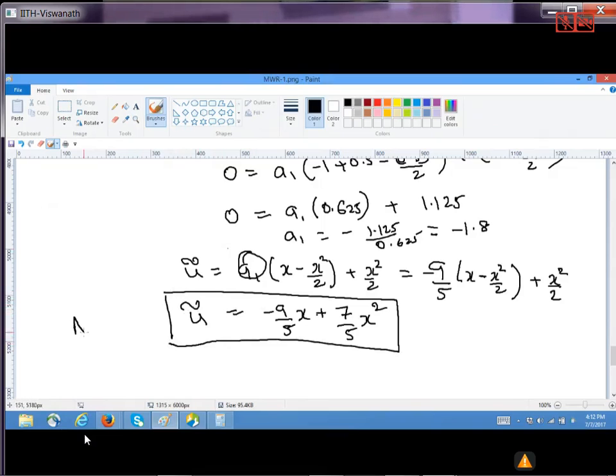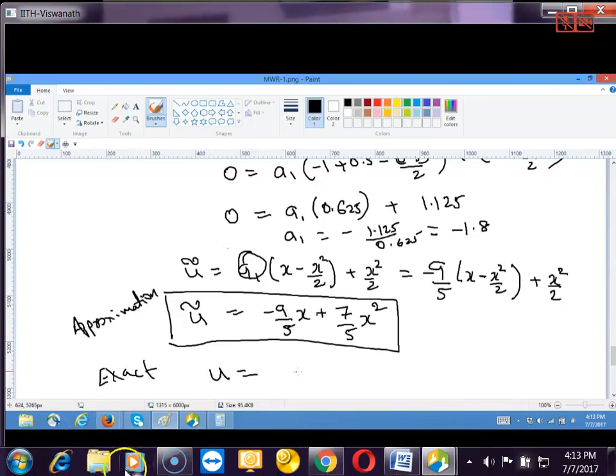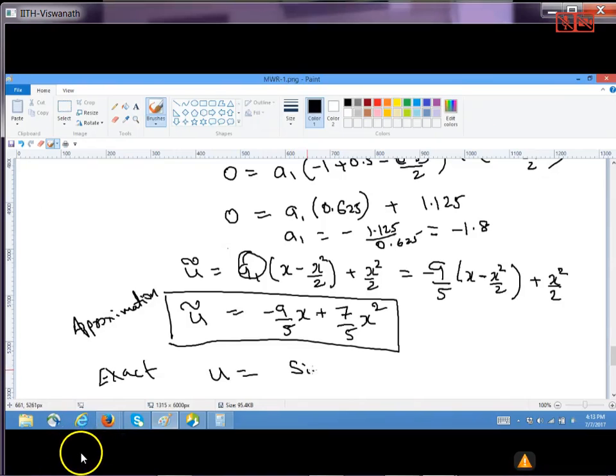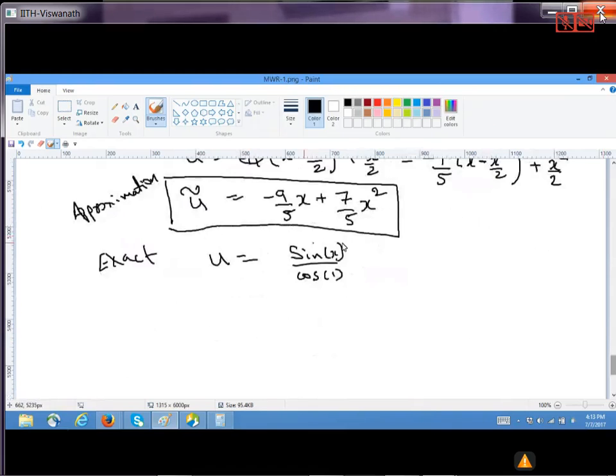This is an approximation, but we know that the exact solution is given by u equals sine of x by cos of 1. So this is the exact solution, and this is how we have approximated it. So there is a difference between the exact solution and the approximation. This is the point collocation method.